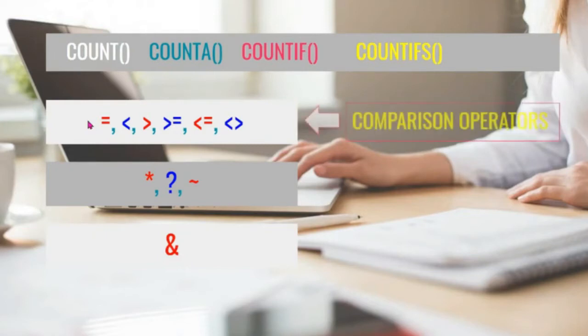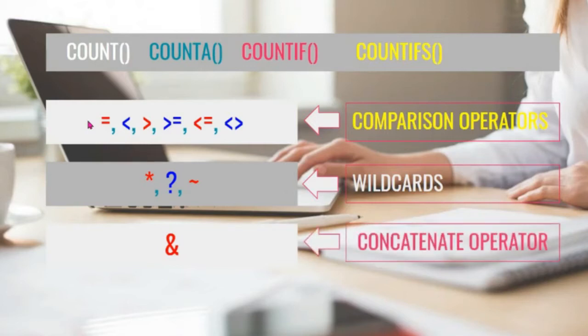The first set of symbols are called the comparison operators. The second set of symbols are called the wildcards. And the third group, which contains only one symbol, is called the concatenate operator. In this video, first we'll learn the functionalities of these different functions, and then we'll learn how to use these different symbols in combination with these functions to carry out some meaningful tasks.